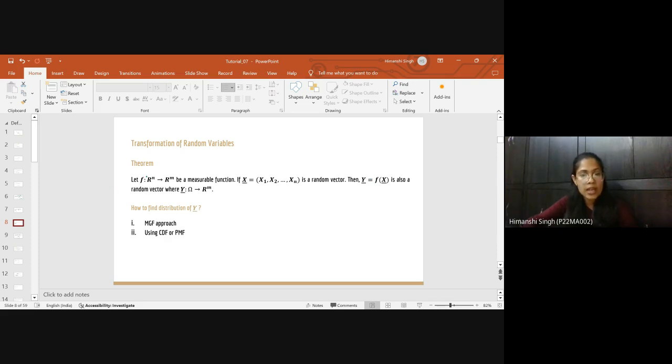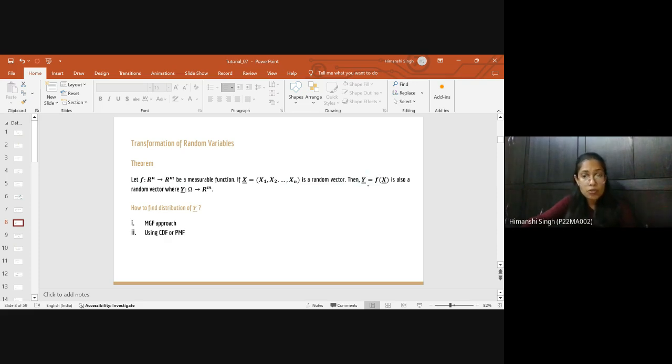So we are considering f to be measurable, x to be a random vector, and y to be a vector which is a transformation of x1, x2, ..., xn, where the transformation is nothing but this function f. Then this will again be a random vector, a function from omega to R^m. Now we have a random vector x and we have transformed it to a random vector y. What will be the distribution of this random vector? We do not know.